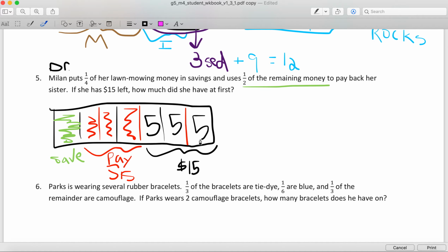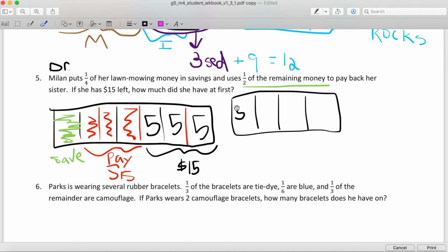But remember where these little boxes came from? Remember we had our original 4th? And so I'm going to break this up into 4ths. Remember that this was the save. Let me just do green on that because it's kind of wigging out on me there. So that's the save part.